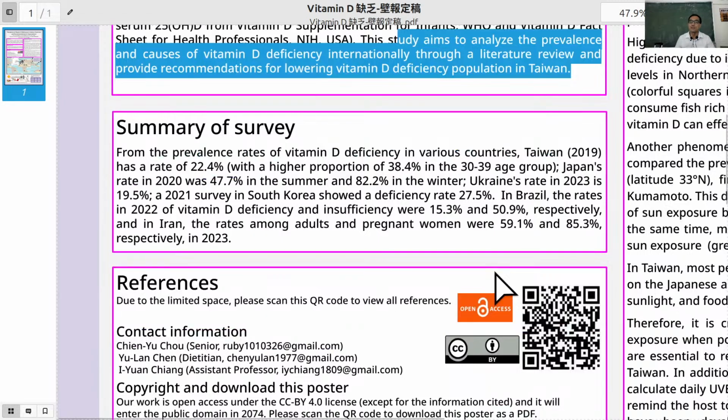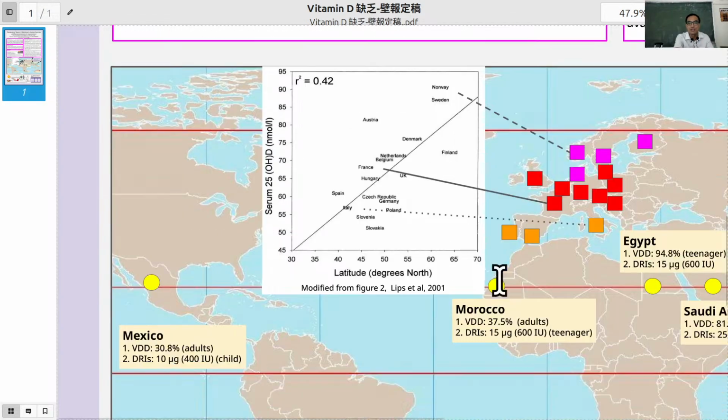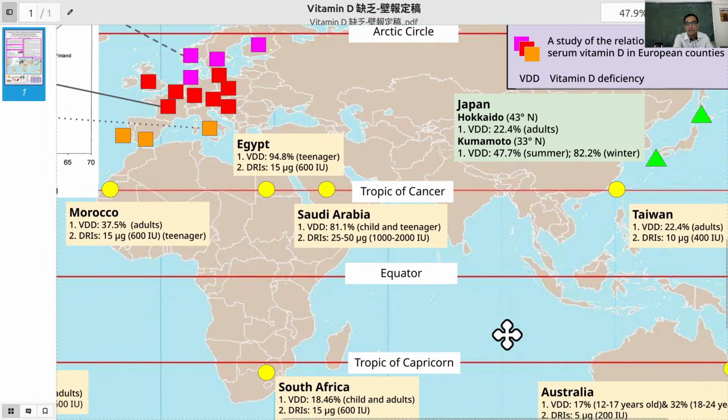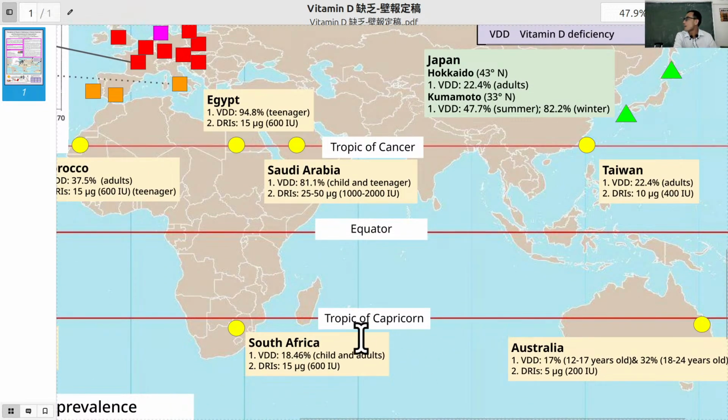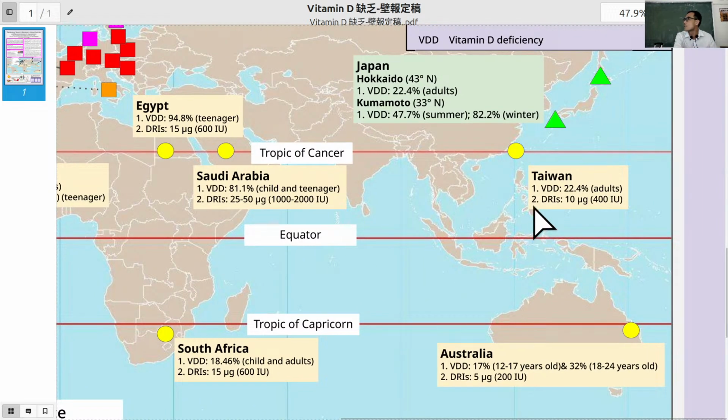And here is the survey, the results. And let's check this. We are Taiwan here. And theoretically, the cities close to the similar latitude, because here this line, there's the Tropic of Cancer, at close to 23.5 degrees in the north, and the other in the southern hemisphere, that is the Tropic of Capricorn, close to part of Australia and South Africa. And here is the deficiency. VDD means vitamin D deficiency.